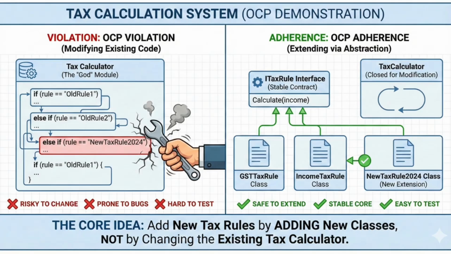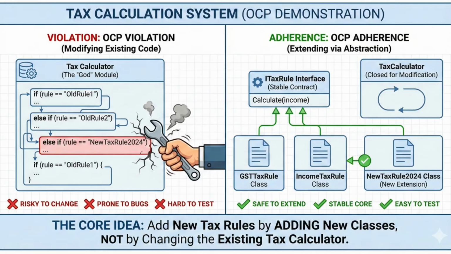Example 3. Tax calculations and business rules. In banking, finance, or government systems, tax rules and business policies frequently change. If developers modify the same code repeatedly, it becomes a bug factory. So they follow OCP. Existing logic stays untouched and new rules are added as new modules. This keeps the system stable even when laws and policies keep changing.